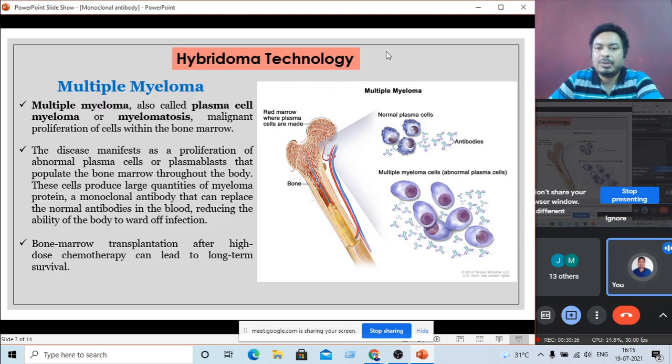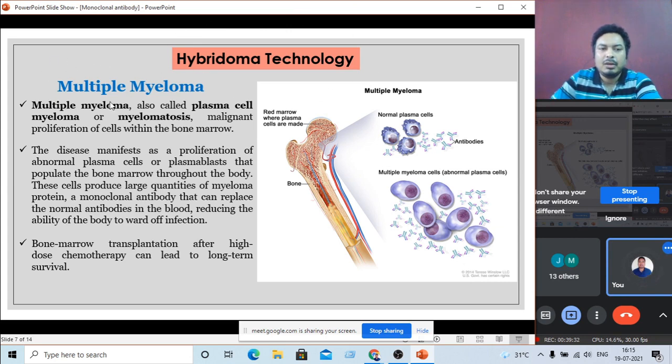Now we go for the most important and interesting part. This is the Hybridoma Technology. Okay. Now what is Hybridoma Technology? For the production of monoclonal antibody. Okay. Now before going to this Hybridoma Technology, first of all we have to know what is multiple myeloma.